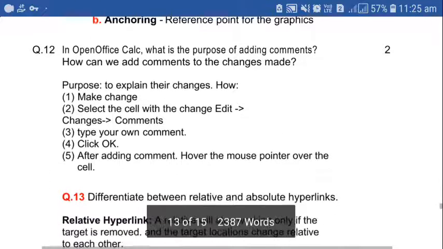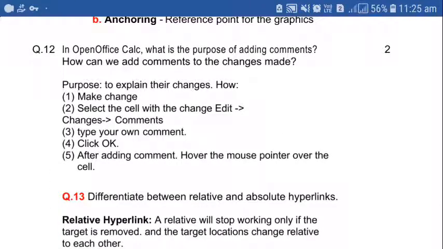Now question number 12. In OpenOffice Calc, what is the purpose of adding comments? How can we add comments to the changes made? So the answer is purpose. What is the purpose behind it? To explain the changes. So we can just write the comment. A comment always guides the users about the working.